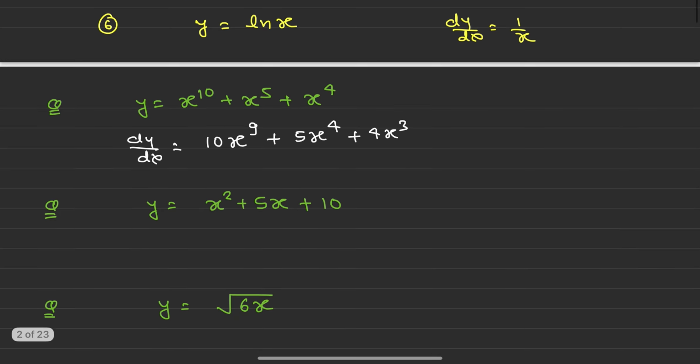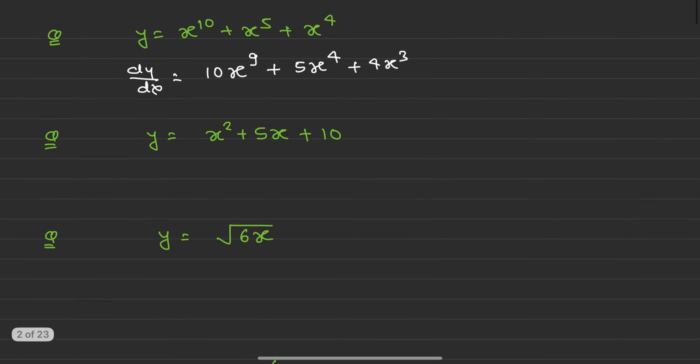Now let's continue. Next we have y is equal to x square plus 5x plus 10. If you want to find the value of dy by dx, you will say the x square derivative will become 2x. The derivative of 5x will become 5. Now 10 is a constant, its derivative will become 0. So you can say the final answer will look like 2x plus 5.